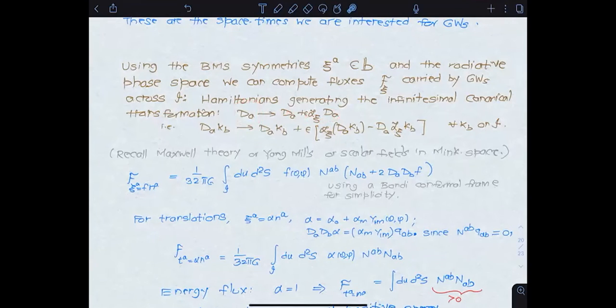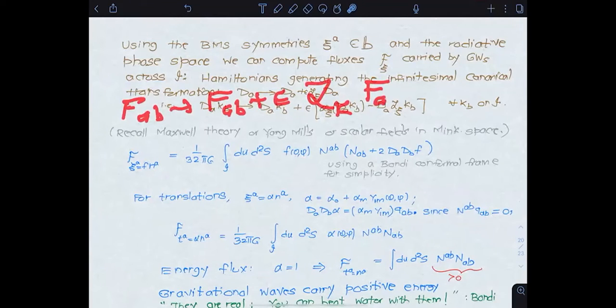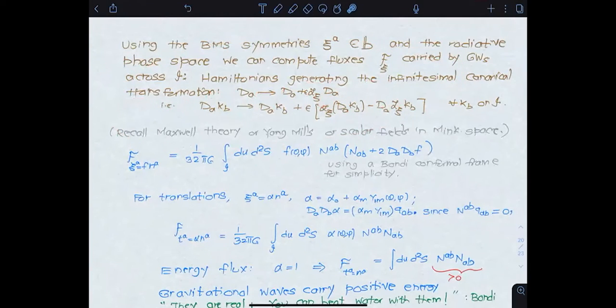What do I mean by that, Lie C of D? Well, that means if you give me any K on Scri, I can calculate dA KB, and that goes to dA KB plus epsilon times Lie C of dA KB minus dA of Lie C of KB. So because I'm subtracting Lie C of KB up here, this difference that I got here is only about Lie C of dA. So this is an action of the BMS group on the derivative operators on the radiative phase space, and exactly what happened for Maxwell theory, Yang-Mills, scalar fields. The action was always FAB goes to FAB plus epsilon Lie K, where K is a Killing vector field of FAB. This was the canonical transformation, and we obtained the Hamiltonian which generates it.